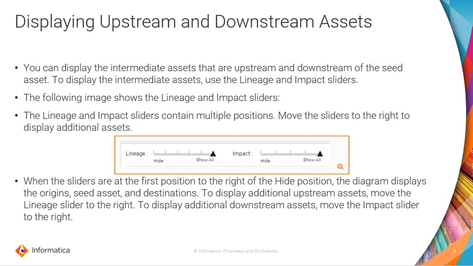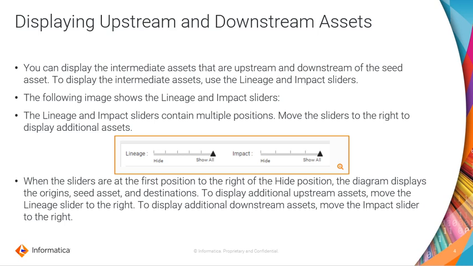So coming to displaying upstream and downstream assets. You can display intermediate assets that are upstream and downstream of the seed asset. To display the intermediate assets, we can use the lineage and impact sliders. So in the classical view, intermediate assets are the assets between an origin and seed asset and between the seed asset and a destination. All intermediate assets are hidden by default. Hiding the intermediate assets decreases the time it takes to display the diagram and simplifies the view.